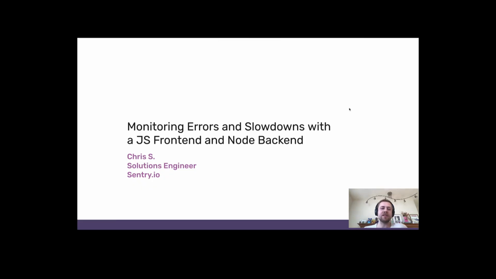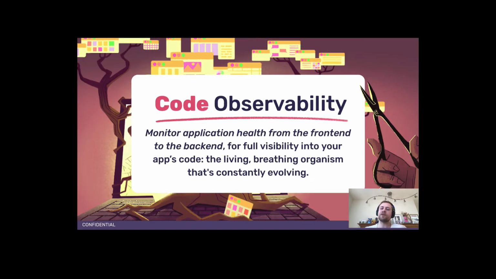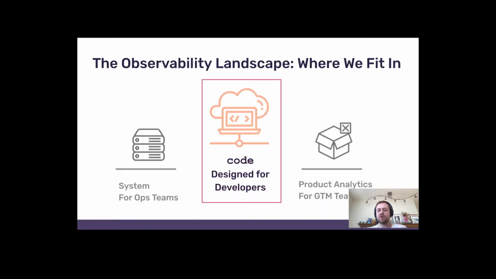I'm a solutions engineer at Sentry, and I'm here to talk to you today about monitoring errors and slowdowns in JavaScript. Sentry is code monitoring for developers. So we tell you when your code's broken, and we tell you when your code is slow. We're not infrastructure monitoring, we're not analytics monitoring, specifically live at the application layer, and we're designed for developers.